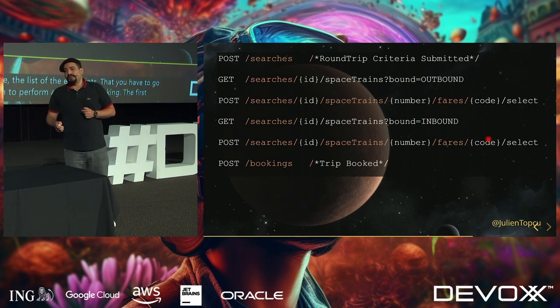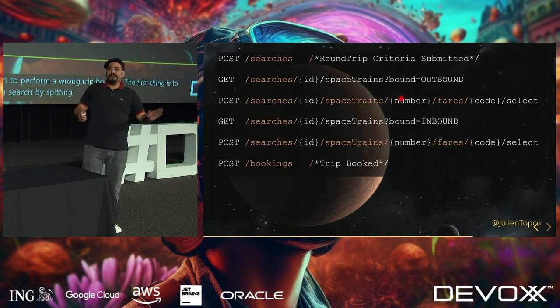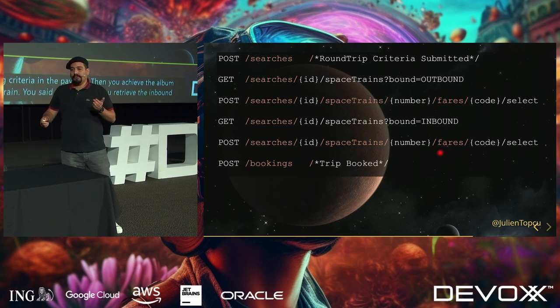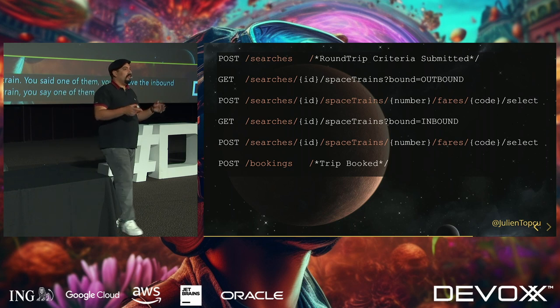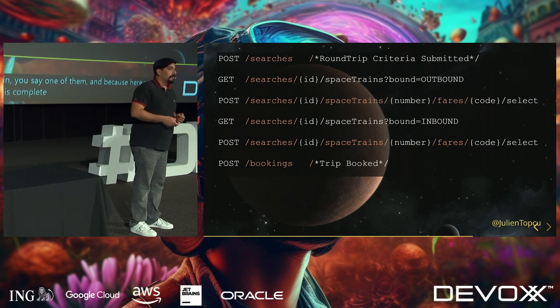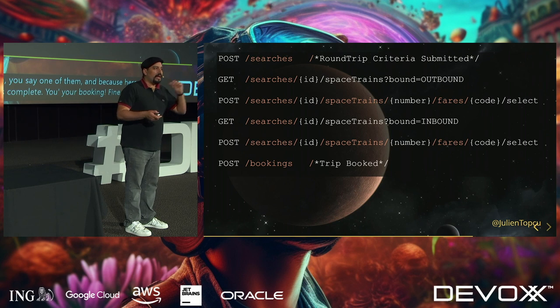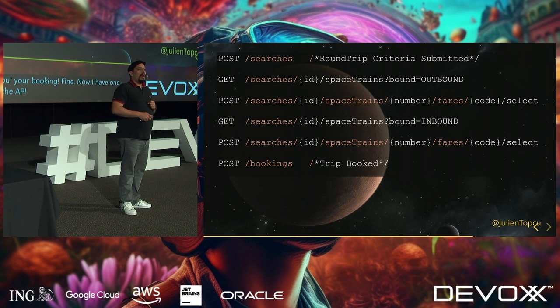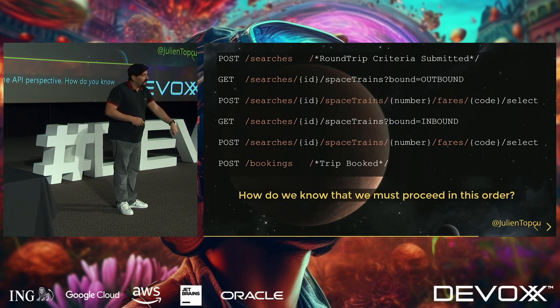The first thing is to create a search by submitting criteria in the payload. Then you retrieve the outbound space train, you select one of them, you retrieve the inbound space train, you select one of them, and because here your selection is complete, you create your booking. Fine. Now I have one question for you. From the API perspective, how do you know that you have to proceed in that particular order? And don't say Swagger. No one is documenting that in Swagger. How do you know? You don't.